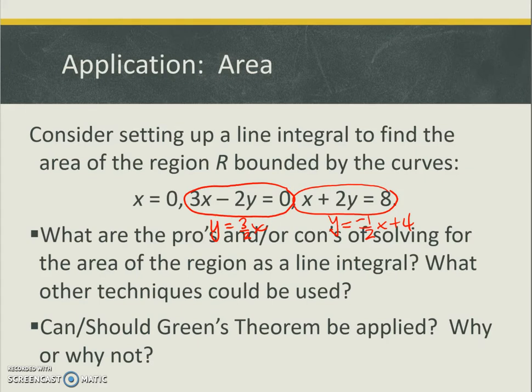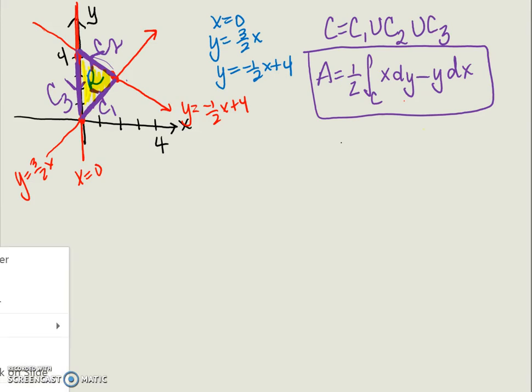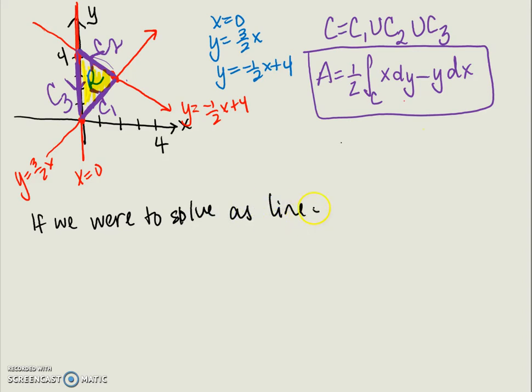Okay, so let's go back, and before we dive into the problem, let's think to ourselves, what are the pros and or cons of solving for the area of a region as a line integral? And then what other techniques might we be able to use to answer this same question? So let's go back and look at this. If I wanted to do this as a line integral, let's think about what potential pros and cons there are for a line integral. One of the pros, and probably the biggest pro for doing it as a line integral, is that it always works.